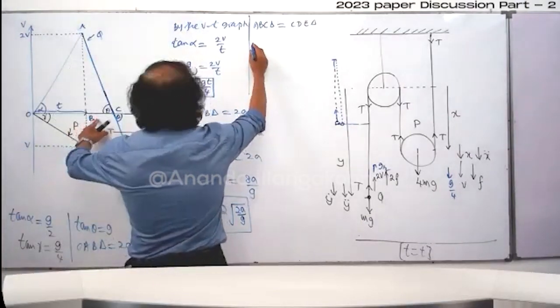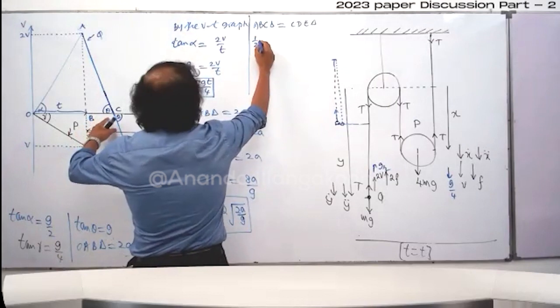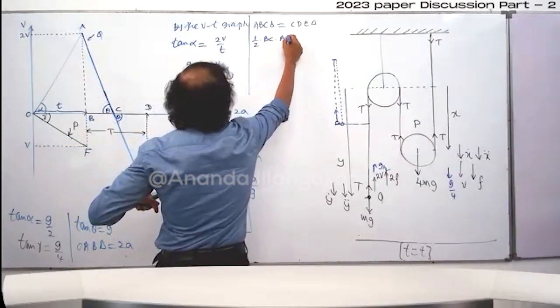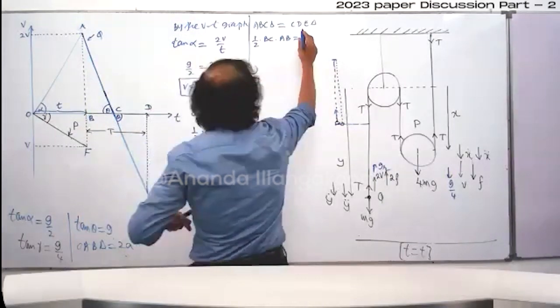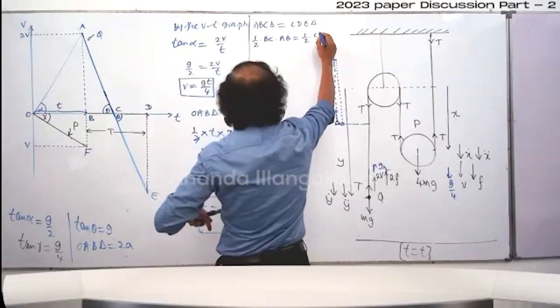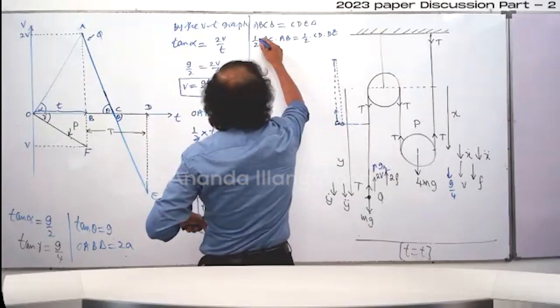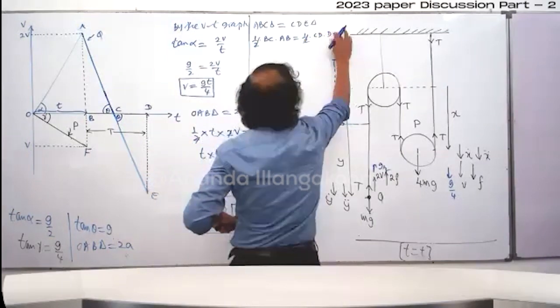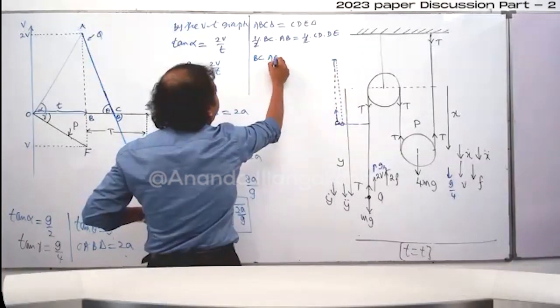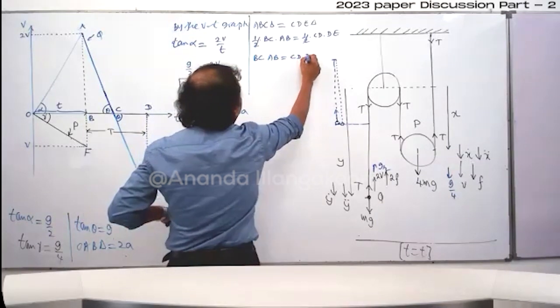ABC area, you can write half BC into perpendicular height AB. CD area: half BC is CD, height is DE. This half and this half you can cancel down, people. Then we get BC into AB is equal to CD into DE.